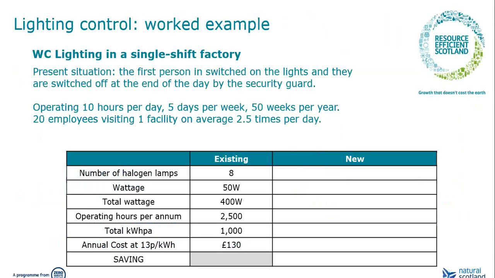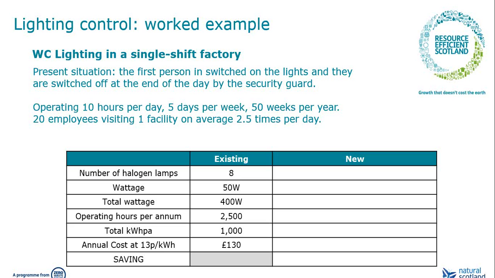So let's move on now to look at a worked example of lighting controls. We're going to consider a WC in a single shift factory, and currently the first person switches on the lights in the morning and they're switched off at the end of the day by the security guard. In this example we're going to consider operating for 10 hours a day, 5 days per week and 50 weeks per year. And let's consider the example of 20 employees visiting the WC, say 2.5 times per day, typical figures.